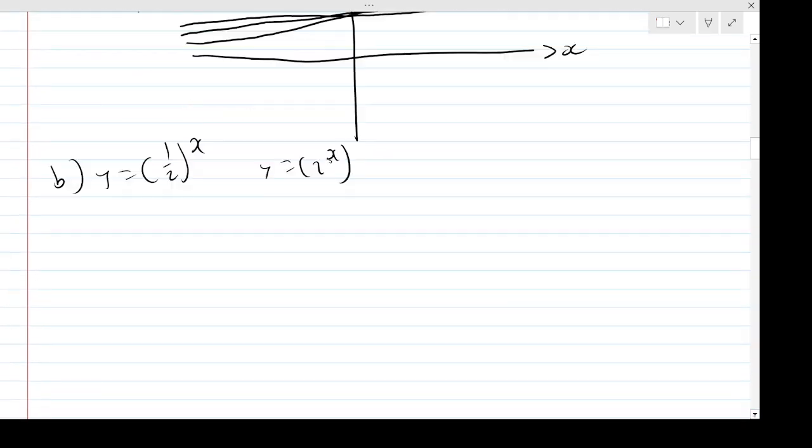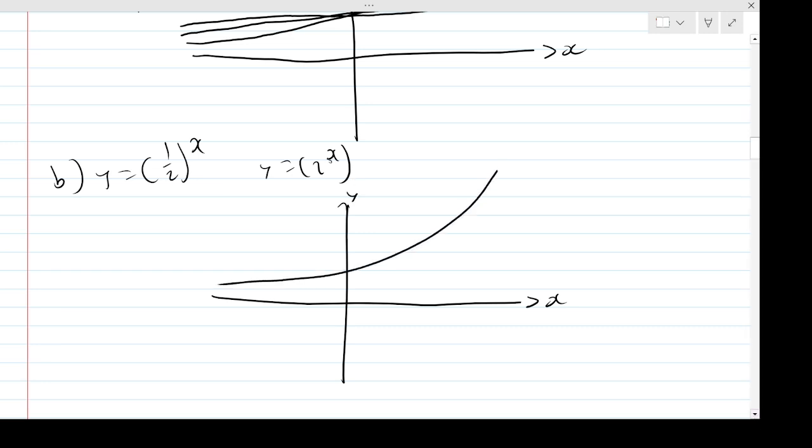We just did that, right? So 2 to the x again will look something like this. There we are. And it will pass through 1. Okay, then what about this half to the x?